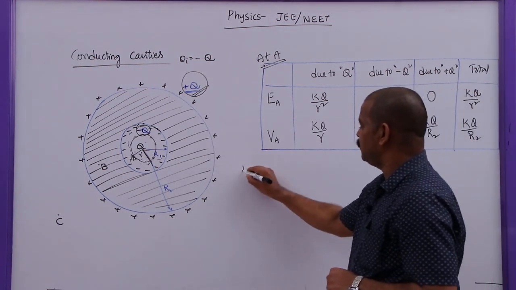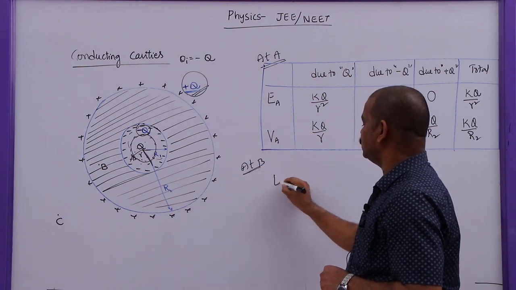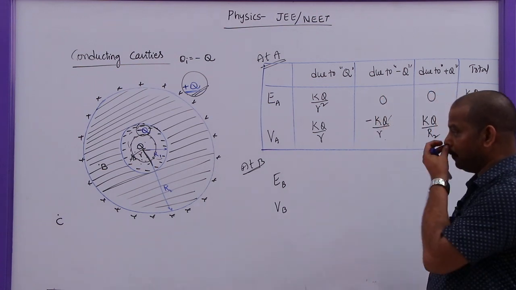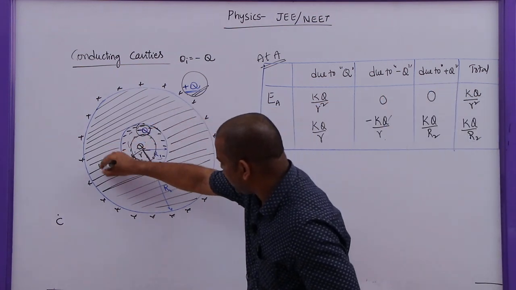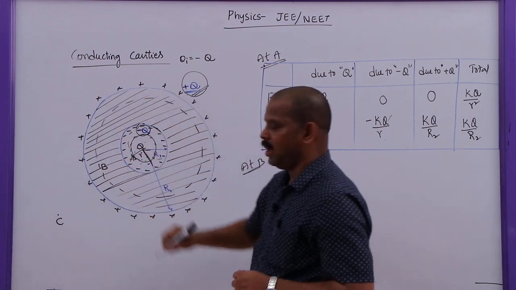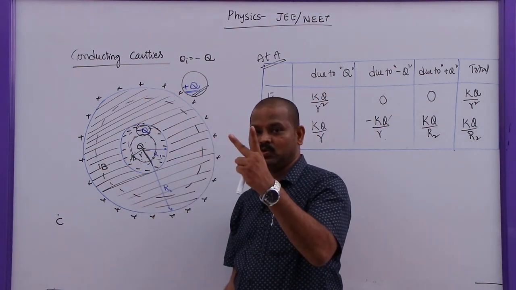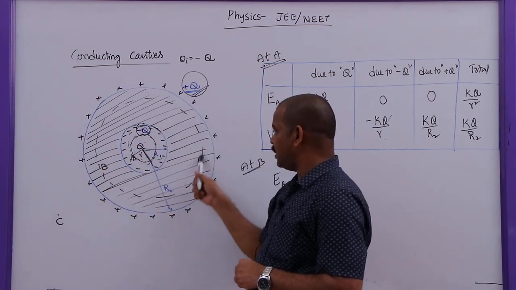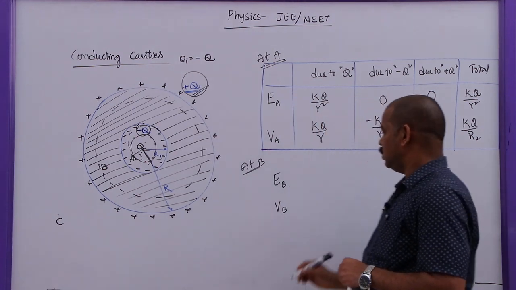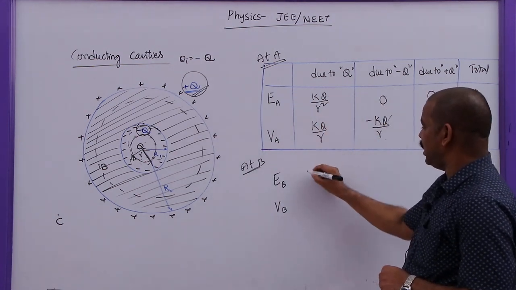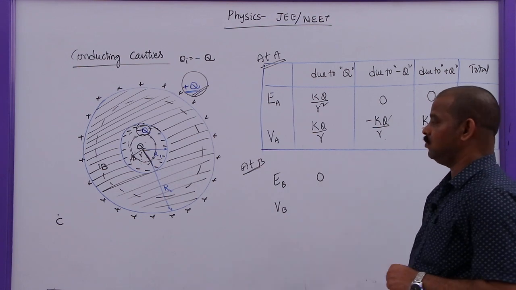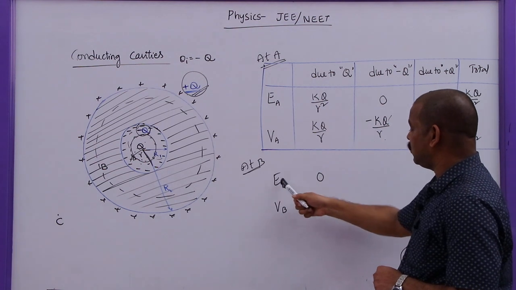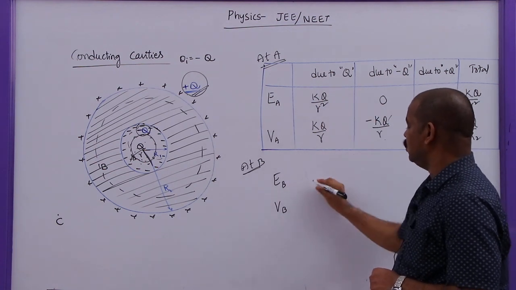Now at B, if you want to find out the electric field and the potential at B, this is the point. We know that if you draw the Gaussian surface, it is enclosing two different charges, one positive charge and one negative charge. So the total charge enclosed by this is 0. So the total electric field here will be 0. But if I want to write only the electric field due to this Q, what can we write?